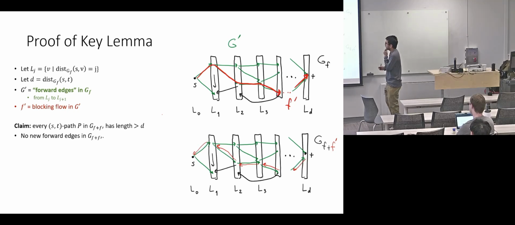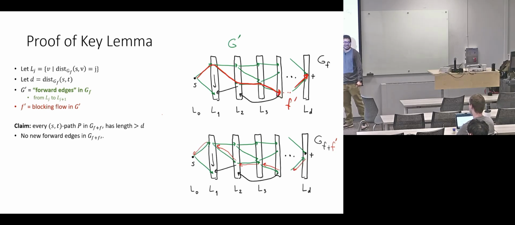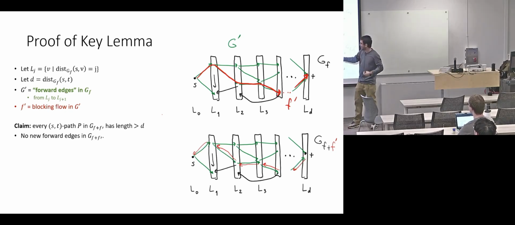One thing to note is that the new edges that I add are always backward edges, because I use the edges along the forward edges. I use only the green ones, the ones that go forward along the layers. So the new edges that I introduce only go backward.